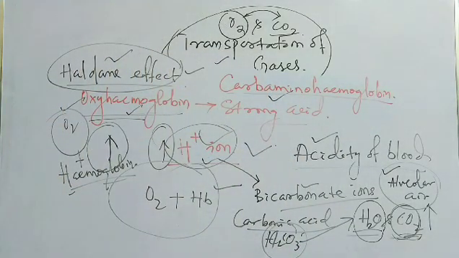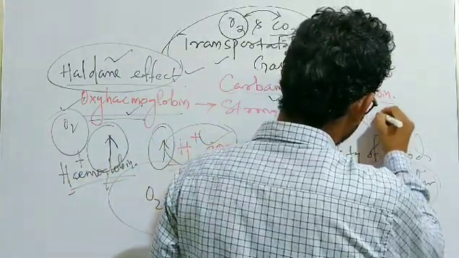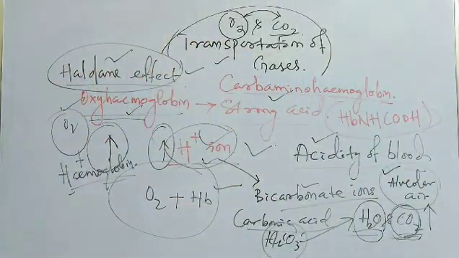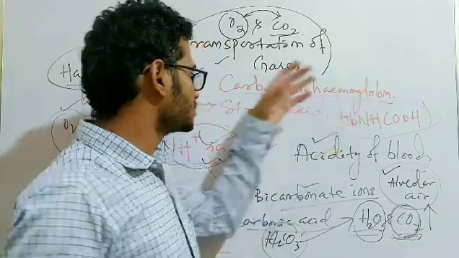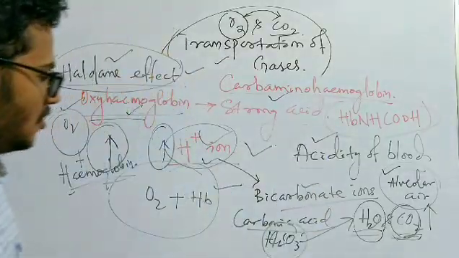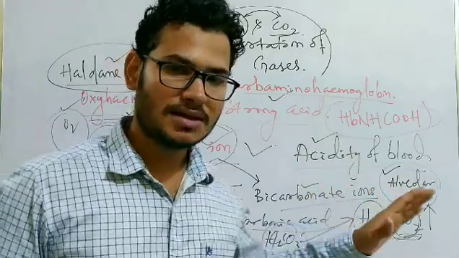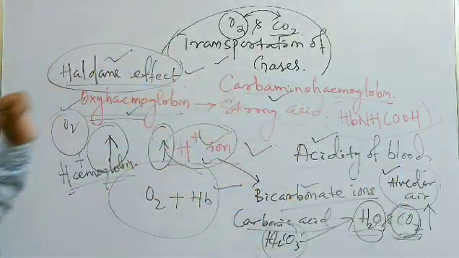and the formula is HbNH-COOH. This is the formula of the carbaminohemoglobin. Carbaminohemoglobin means hemoglobin associated with carbon dioxide, which accounts for 23% of its transportation, whereas hemoglobin accounts for more than 98% of transportation of oxygen.